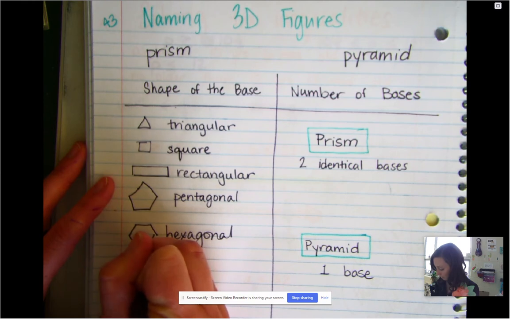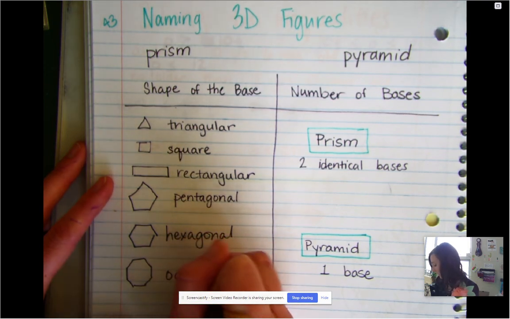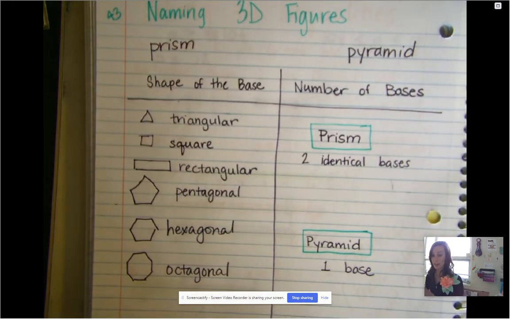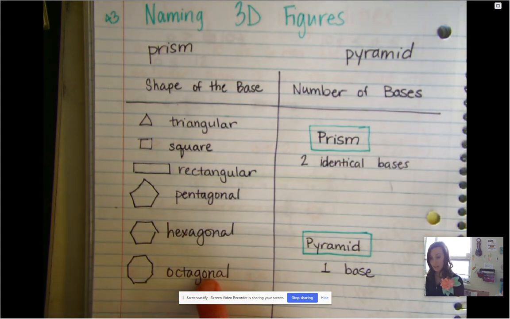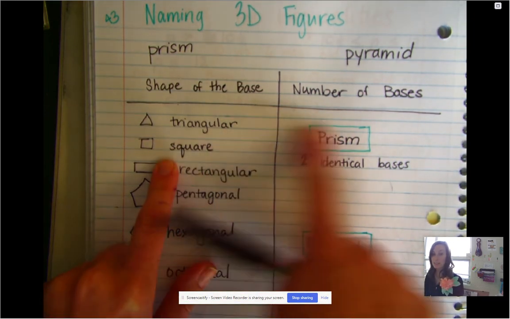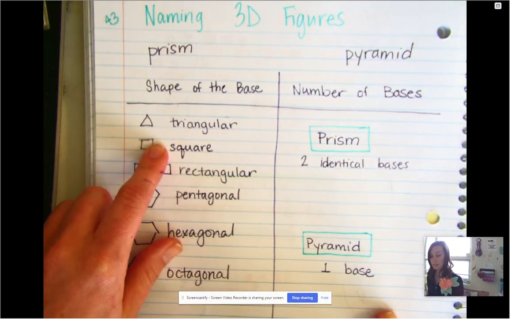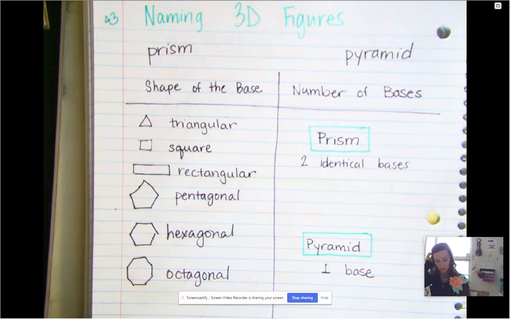And the only other one we're going to talk about is our favorite, the stop sign, which is an octagon, in this case an octagonal. So if it has two octagons on either side, it is an octagonal prism. If it has one octagon on the bottom and it comes to a point, it's an octagonal pyramid. Same thing here. If it is a square prism, then it has two squares on either side. If it is a square pyramid, then it has a square on the bottom and it comes to a point. So that's naming 3D figures.